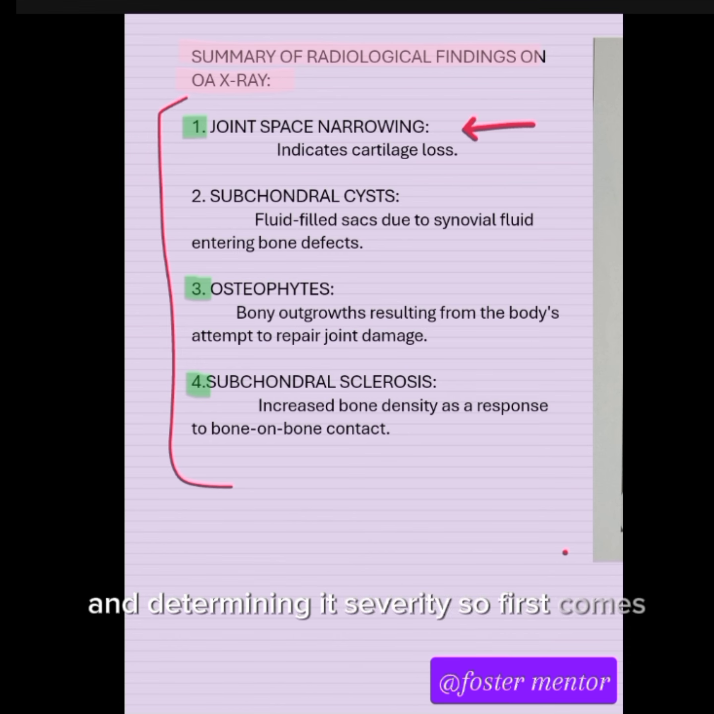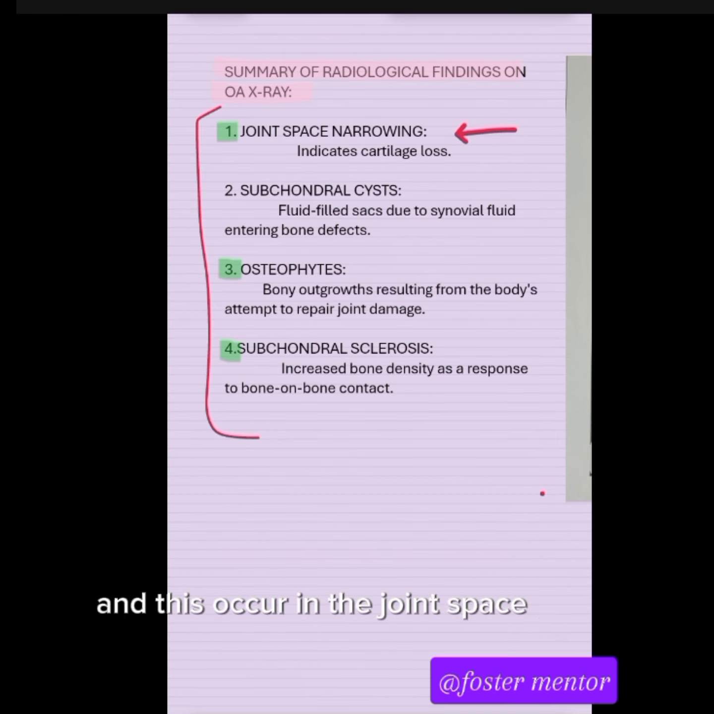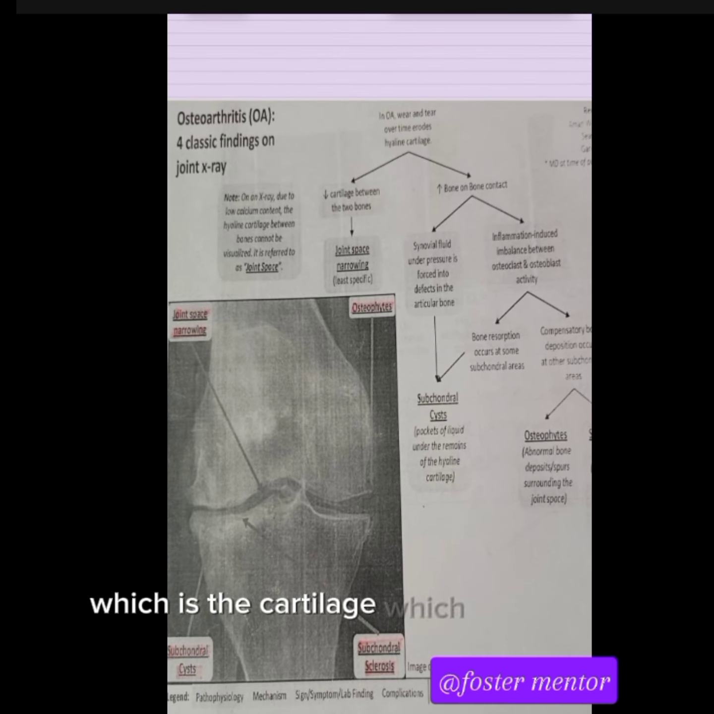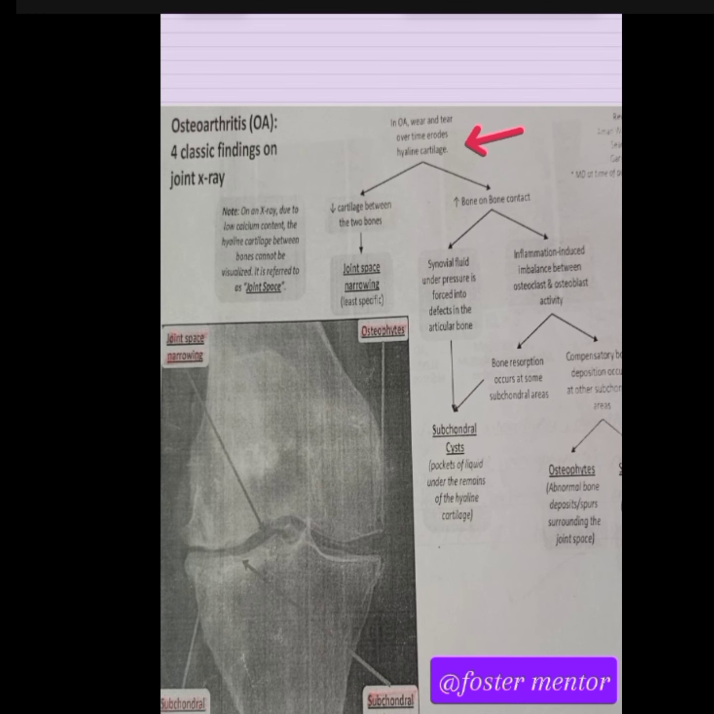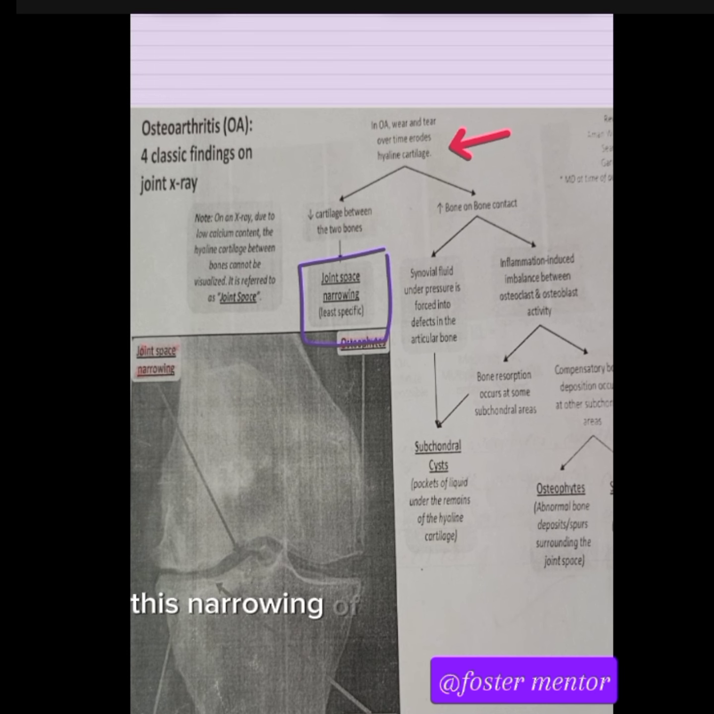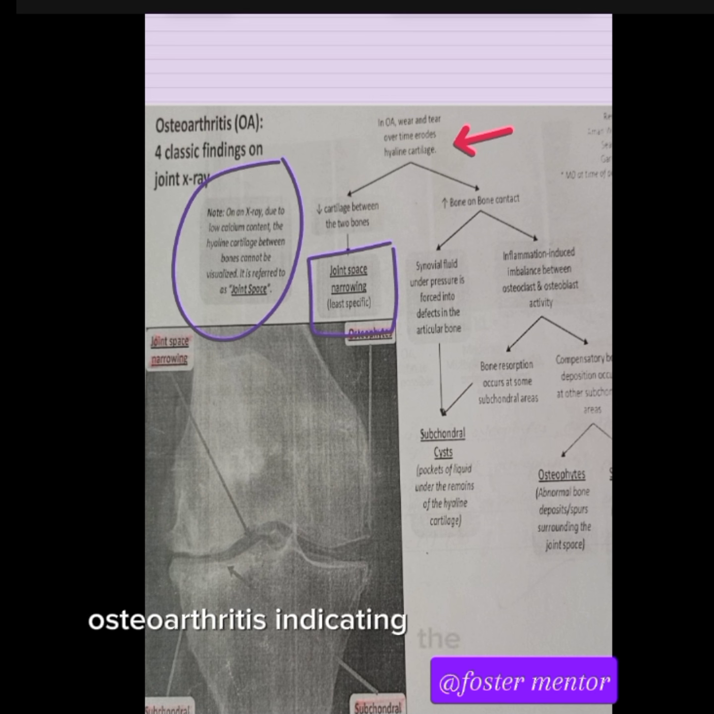So first comes joint space narrowing, and this occurs when the joint space narrows. This occurs due to the destruction of the hyaline cartilage, which is the cartilage that covers the ends of the bone, thus preventing friction. And the significance is that this narrowing of the joint space is actually a hallmark of osteoarthritis, indicating cartilage loss.